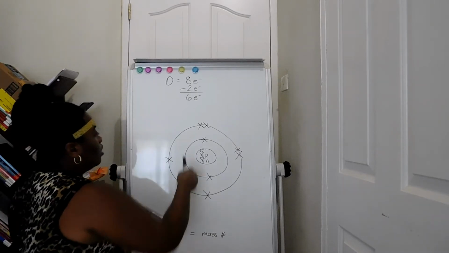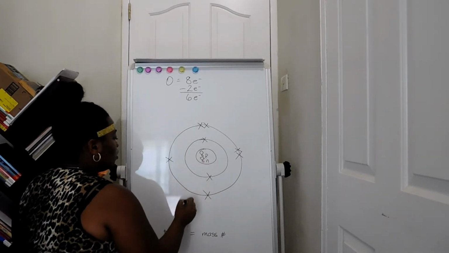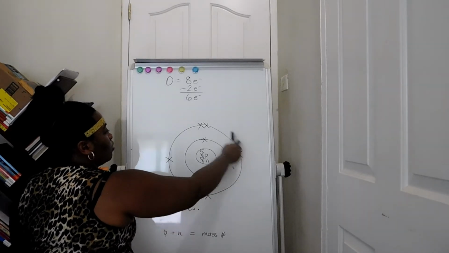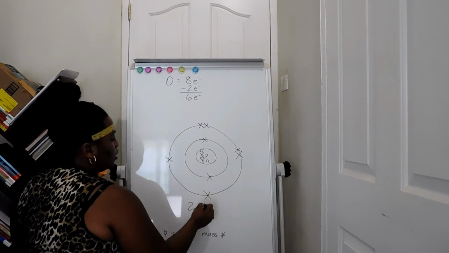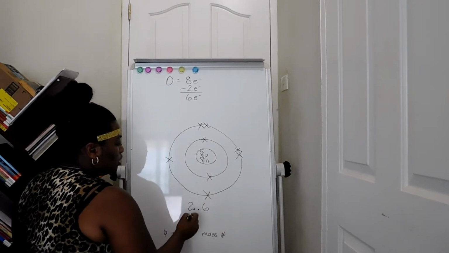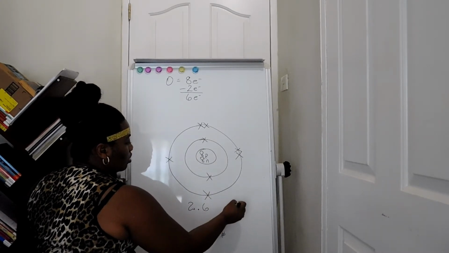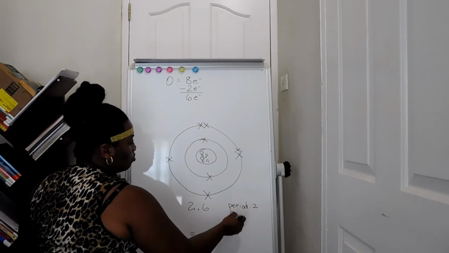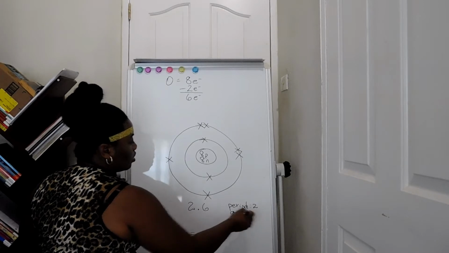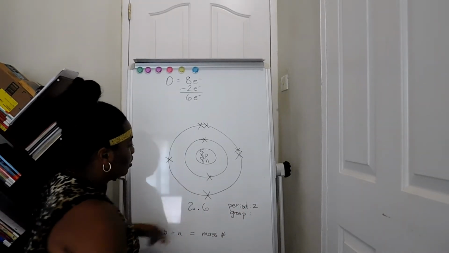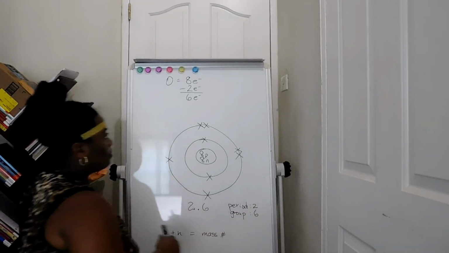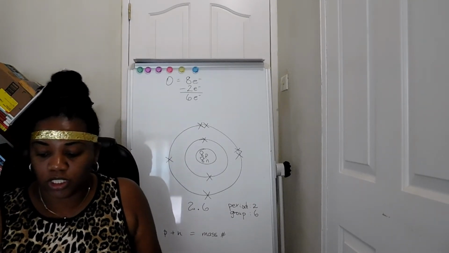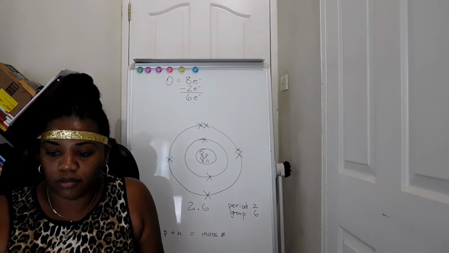So now you're going to do the electronic configuration, which is 2, 6. So we know that it's in period 2 because we have 2 shells, and it's in group what? Correct, it's in group 6. Good job. And that's pretty much how you do that part.